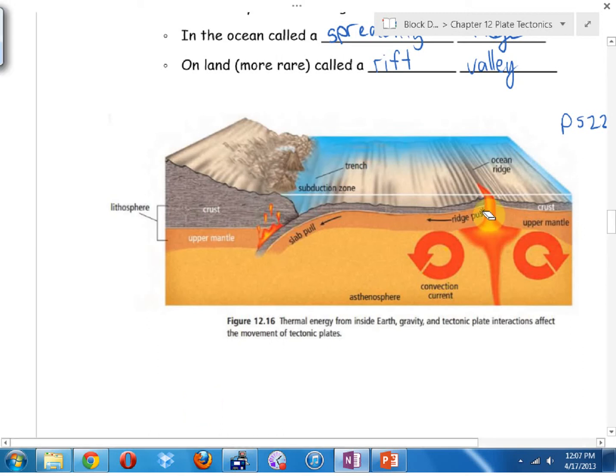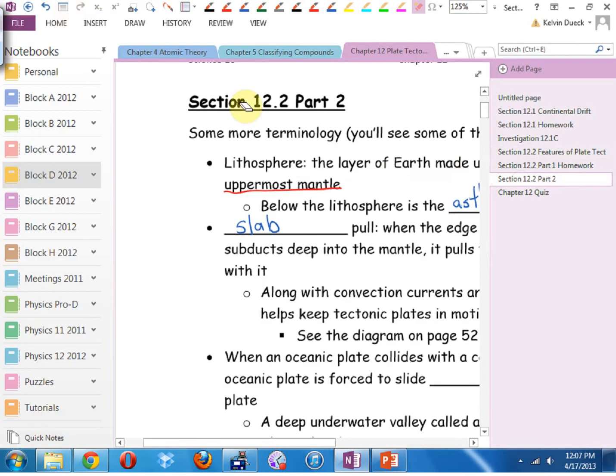Not only do you have the ridge push pushing it from behind, but you have the slab pull that once you get enough mass down there, gravity, it's sinking into the mantle, it wants to pull the continent with it. So let's see, I think that's what I wrote in your notes as a definition, I hope.